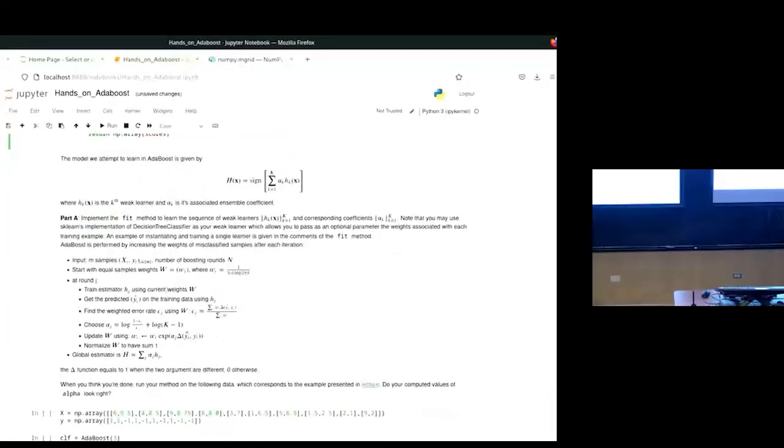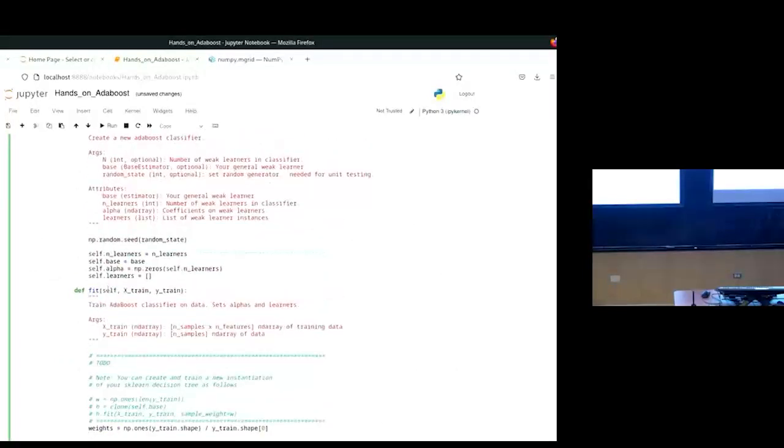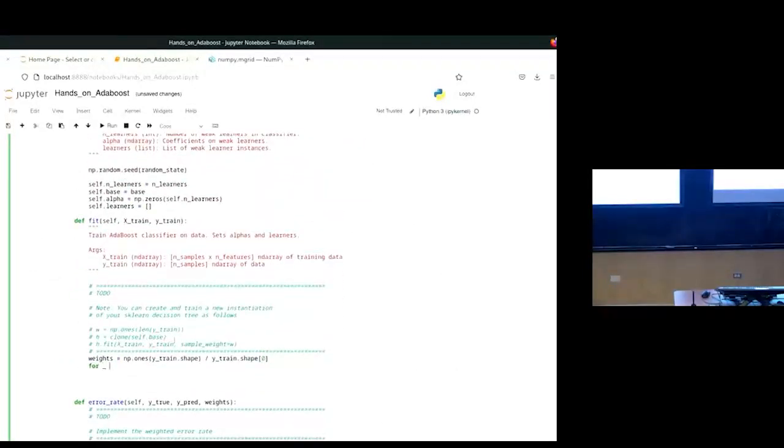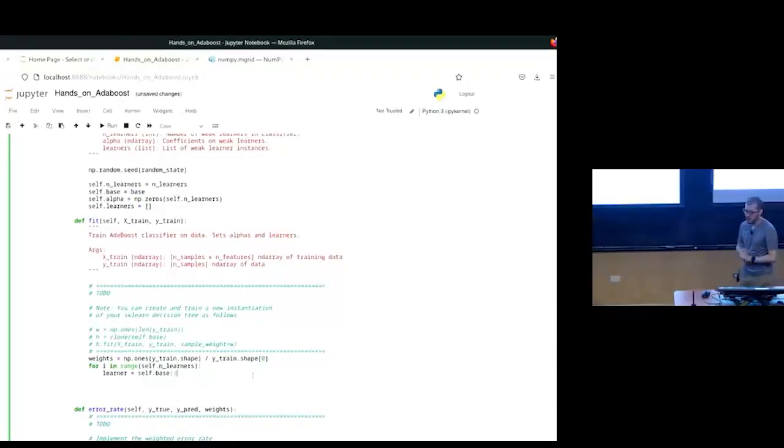Perfect. So now we're going to start our rounds. We have n rounds, or n learners. So let's do for i in range(self.n_learners). Now we're going to train the first learner, and this is provided by the argument self.base. This is a function that will generate our weak learner. Now we're just going to fit this learner on X_train and y_train.